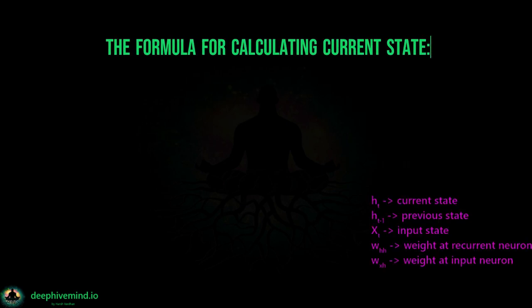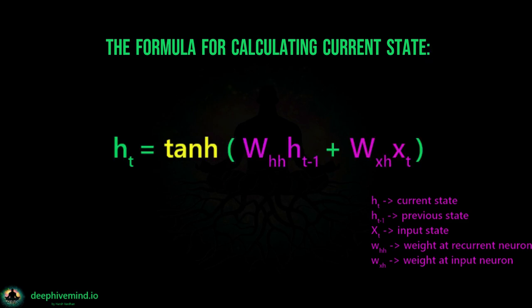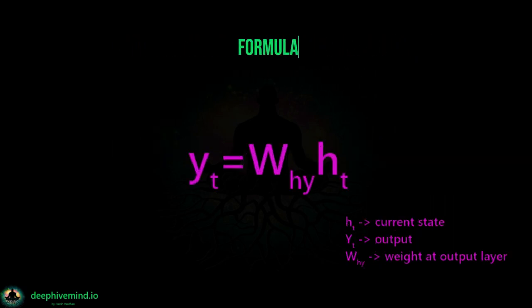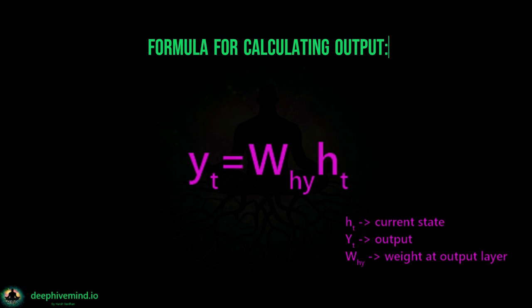The formula for calculating the current state of RNN, where ht is the current state, ht-1 is the previous state, and xt is the input state. The formula for applying the activation function, tanh, where Whh is the weight at the recurrent neuron and Wxh is the weight at the input neuron. The formula for calculating the output, where yt is the output and Why is the weight at the output layer.